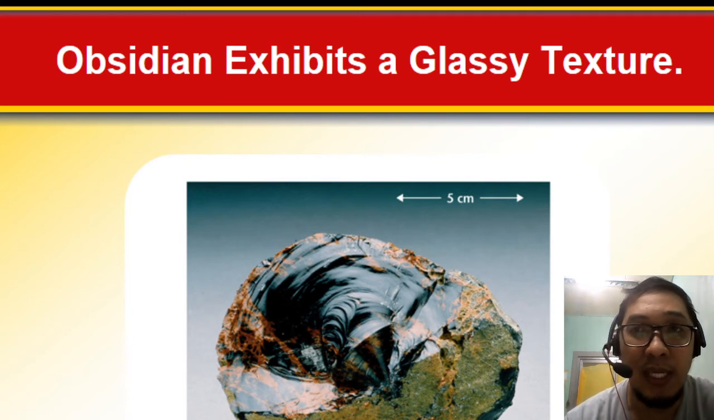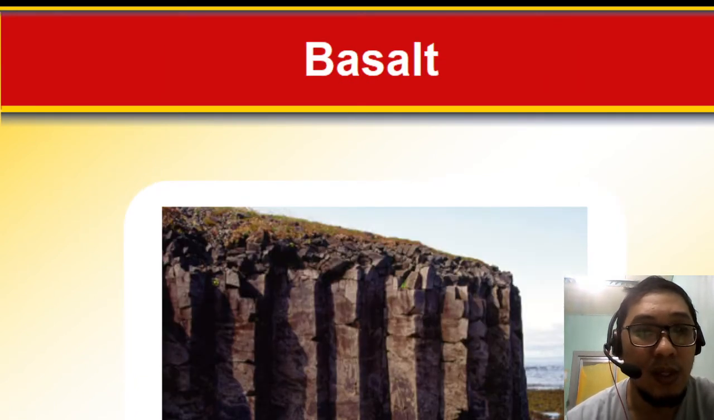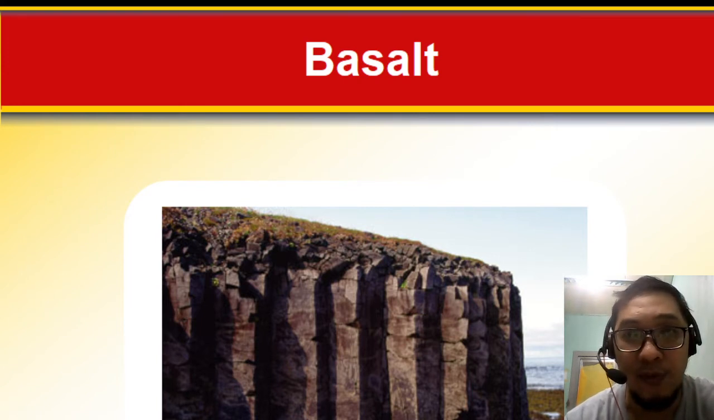This one exhibits glassy texture. This one is porphyritic texture of igneous rock. Quite different, but still an igneous rock. Basalt, on the other hand, is this kind of rock.